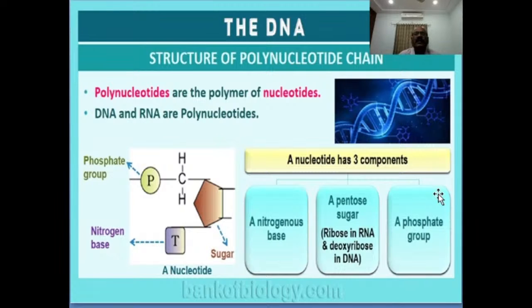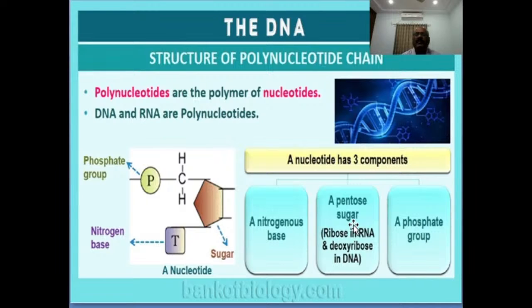Polynucleotides are the polymer of nucleotides. DNA and RNA are polynucleotides. So, you see, in a nucleotide, three components are there: nitrogen base, pentose sugar. Sugars are of different types based on number of carbons. Pentose sugar means the sugar possesses 5 carbons, a 5 carbon sugar.